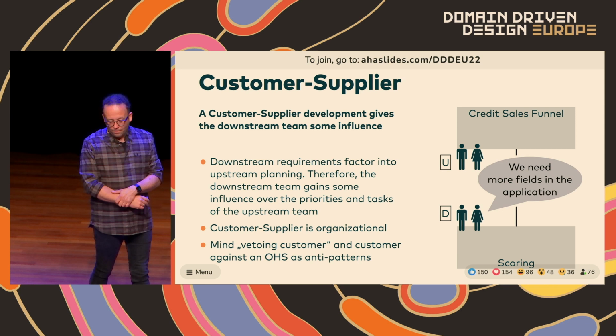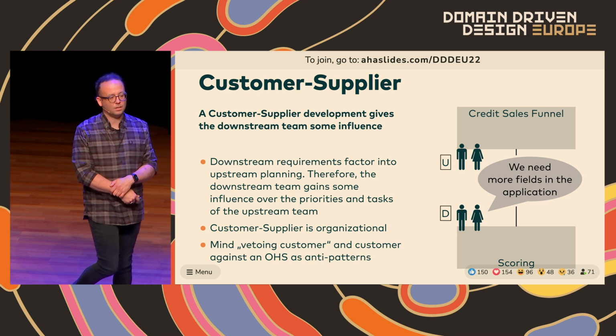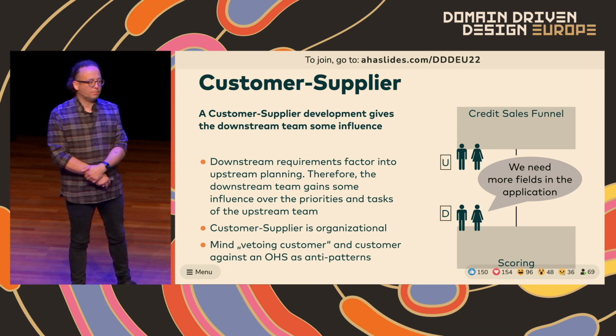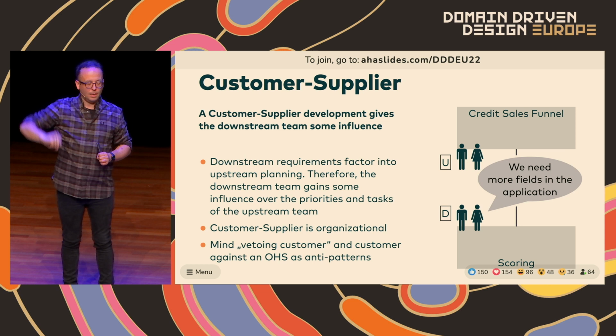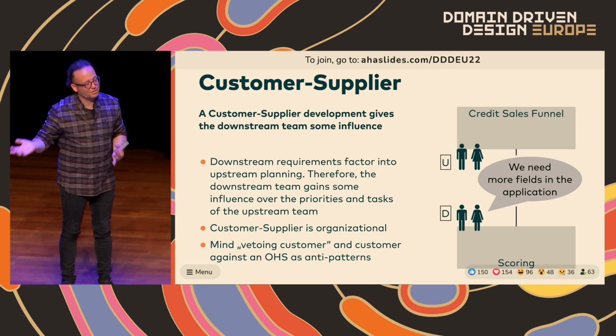Another pattern that also is a very interesting one is the customer-supplier relationship between teams. What do I mean with that? Customer-supplier only happens in upstream-downstream relationships. So when you have this power difference that you have a very powerful upstream team and a helpless, as Eric Evans said it in his book, supplier team.